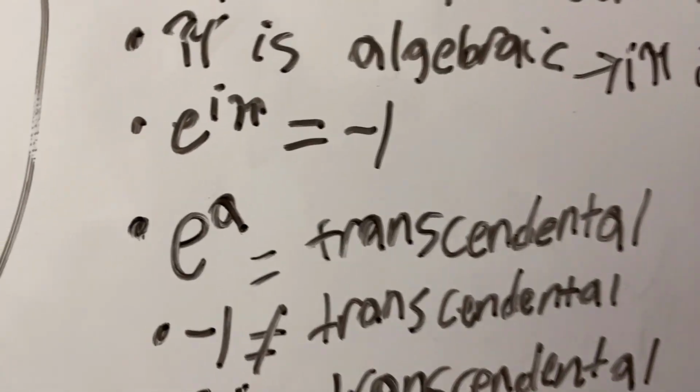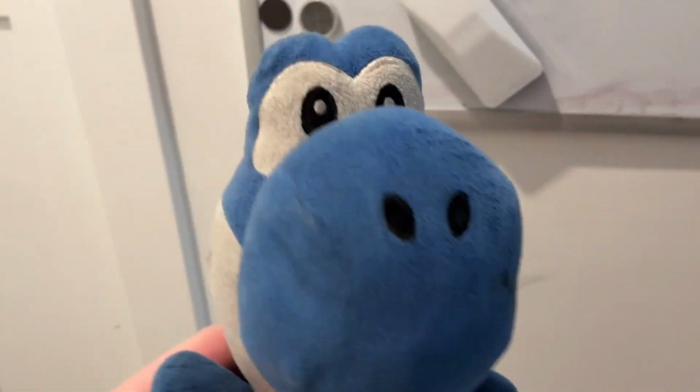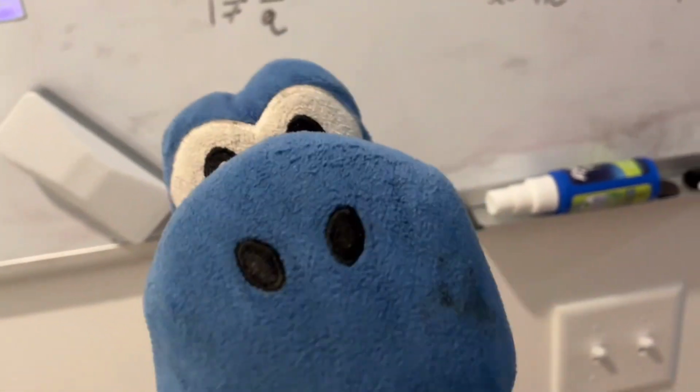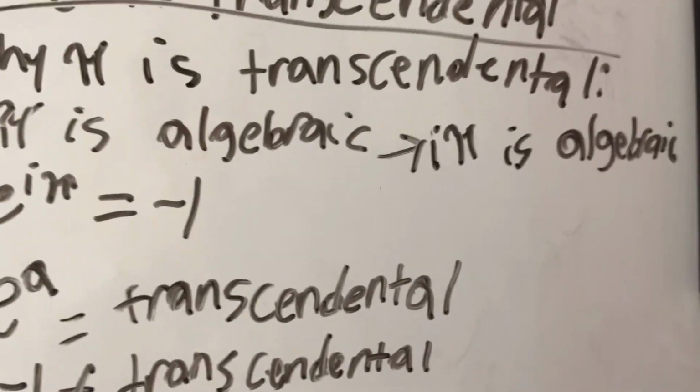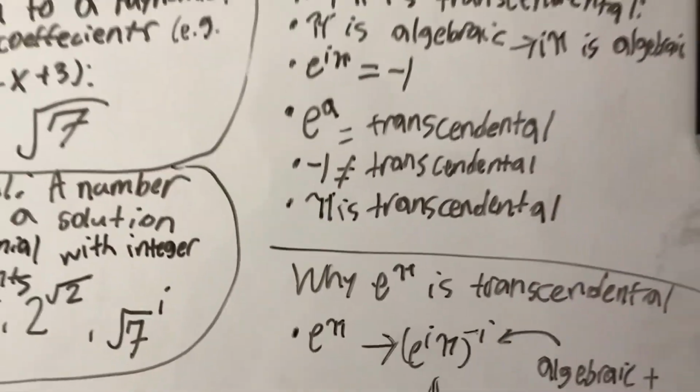But guess what? Is -1 transcendental? Look at that number. Is it transcendental? You must be saying no. There's no way you're saying yes, -1 is transcendental. Otherwise, you're delusional. So because of this, i pi is transcendental. I forgot to write that. So therefore, pi is transcendental. Because an algebraic multiplied by a transcendental number is always transcendental.